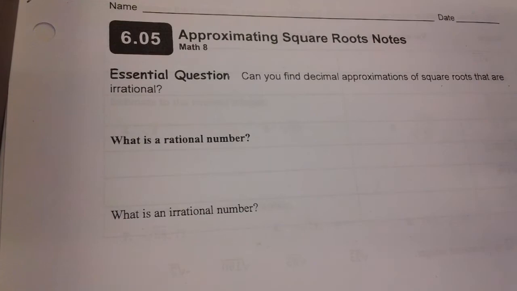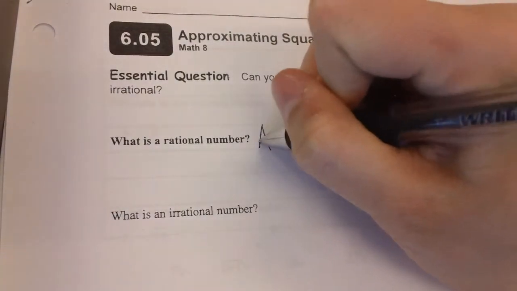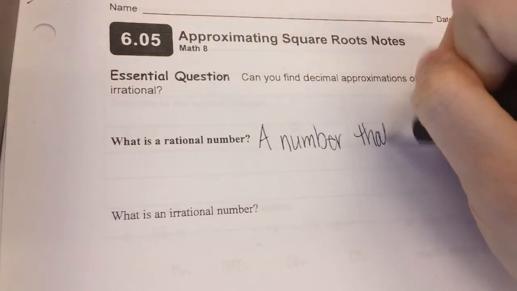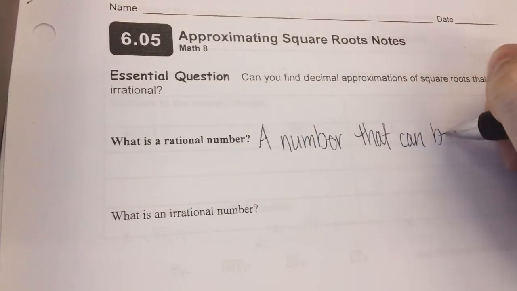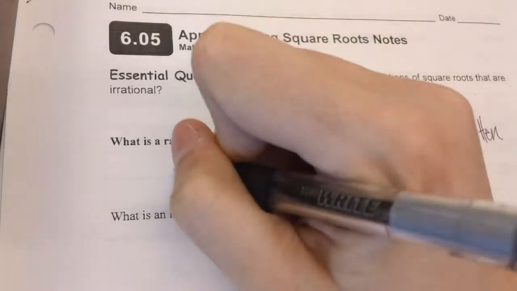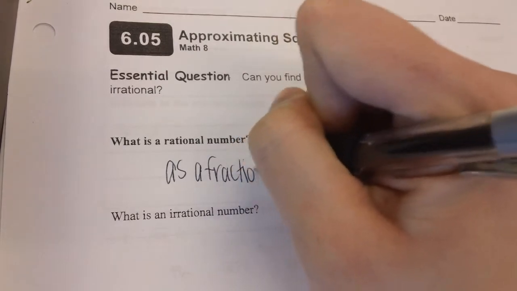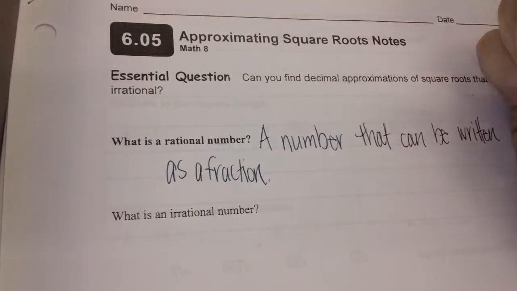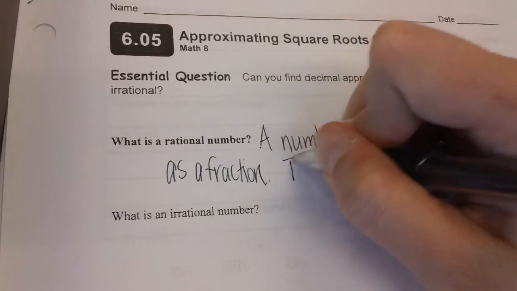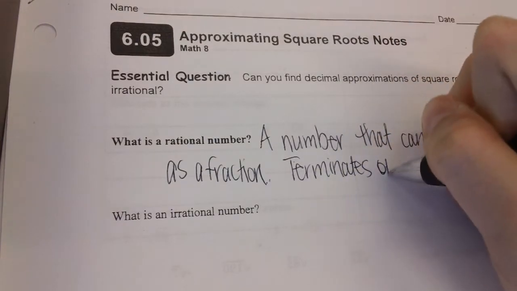First, what is a rational number? It's a number that can be written as a fraction. And in its decimal form, it either terminates or repeats.